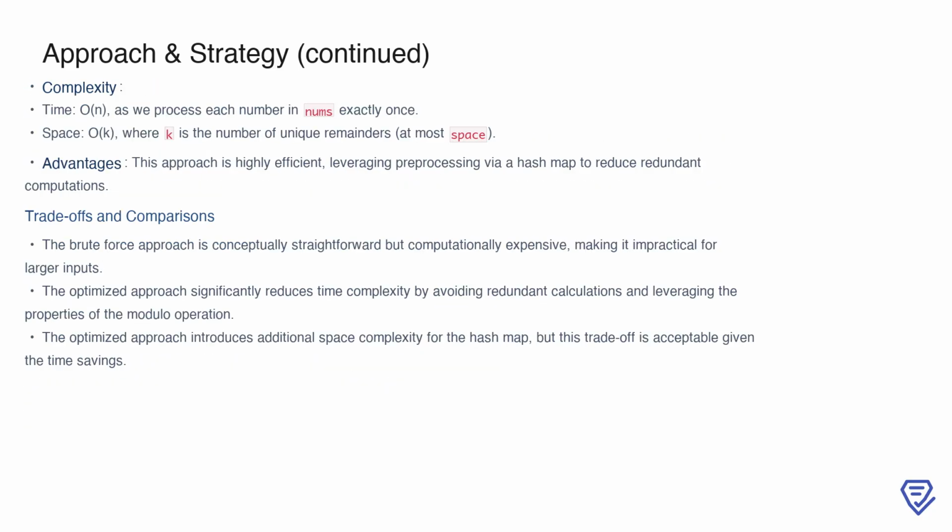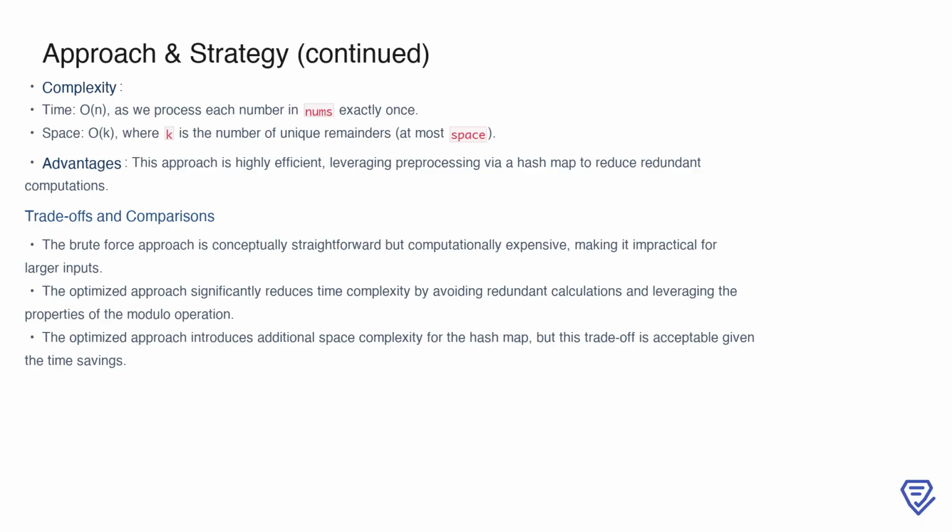Analyzing the complexity of the optimized approach, we see major improvements compared to the brute force method. The time complexity is O(n), since we process each number in the array exactly once. The space complexity is O(k), where k represents the number of unique remainders, which is at most equal to space. This makes the approach highly efficient for large inputs. One advantage of this method is that it eliminates redundant computations by leveraging the pre-processing step with the hash map.